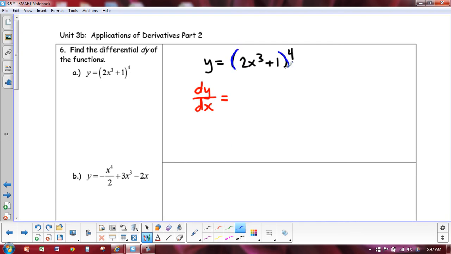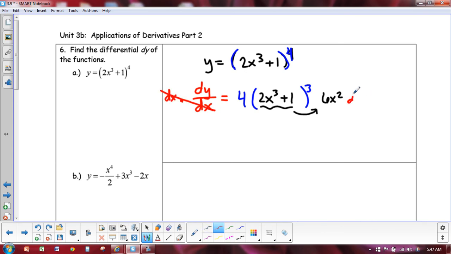Then this whole idea about a differential is coming back and saying, okay, I'm going to multiply by dx, so that cancels. I'm going to multiply by dx. So I get this differential dy is the equivalent of 4 times 6, which would be 24x squared in front, and then (2x cubed plus 1) quantity cubed dx. Basically, it's a derivative with one extra algebra step. And you don't need to know what we're going to do with it at this point, you just need to know how to find it.